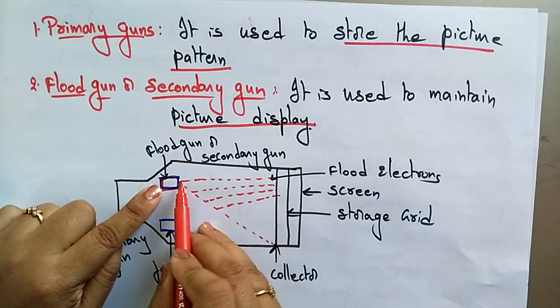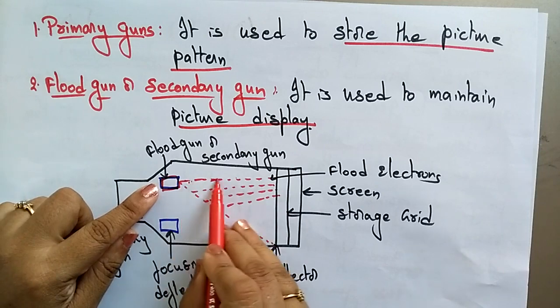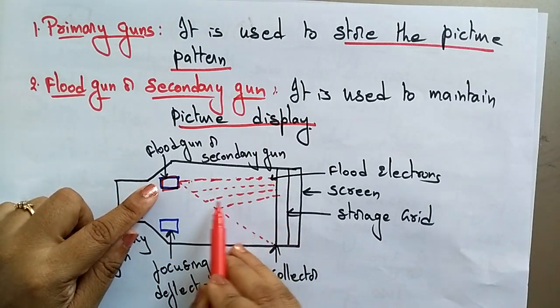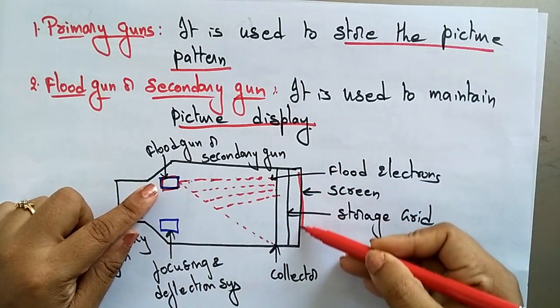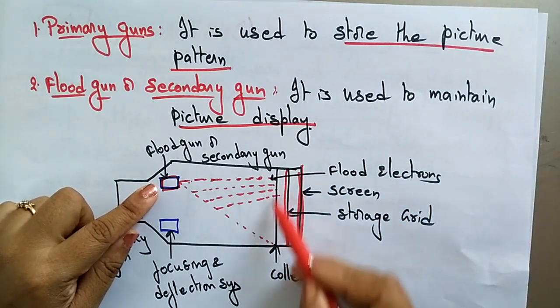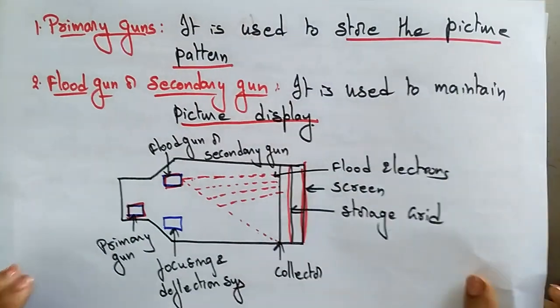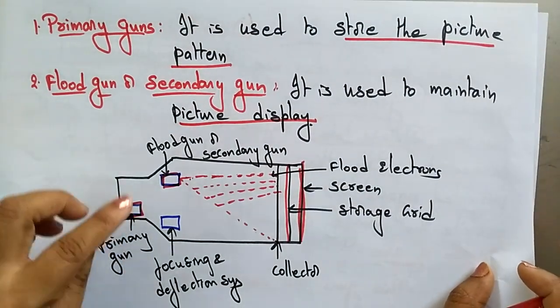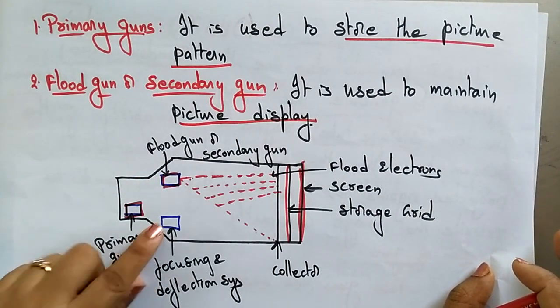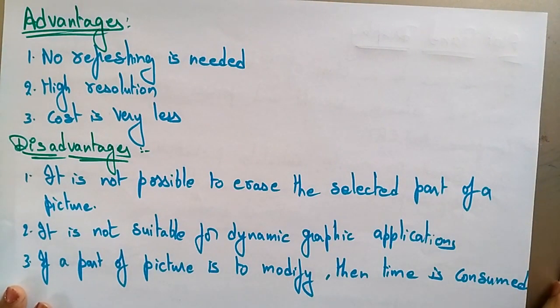So this flood gun or secondary gun ejects the electrons. These are the flood electrons, and this will be the screen. Whatever you are seeing is the CRT screen, and here the storage grid will be there. So these are the two types of guns. One is a primary gun, another is a flood gun, and next, a focusing and deflection system will be present in this DVST.